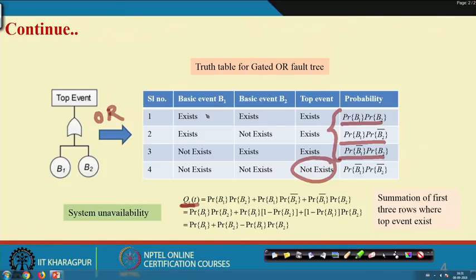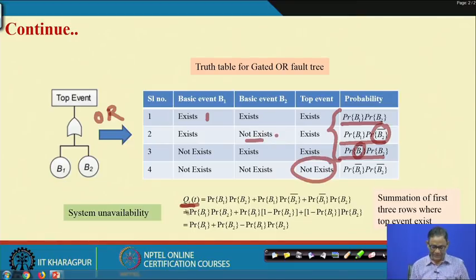So, if B1 exists, the probability is probability of B1; if B2 exists, probability of B2; if B2 does not exist, B2 bar, so that is why B2 bar is here, and B1 bar is there, and B1 bar is nothing but 1 minus B1, so that combination ultimately leads to this probability.